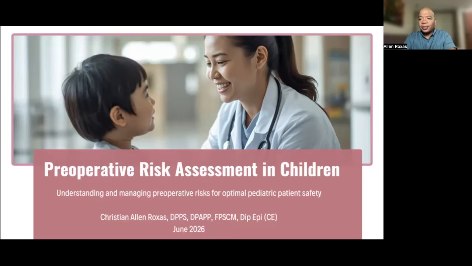So, by the end of this lecture, I hope we can shift our mindset from asking, is this child cleared for surgery? To asking, what is this child's risk and what can we do about it?